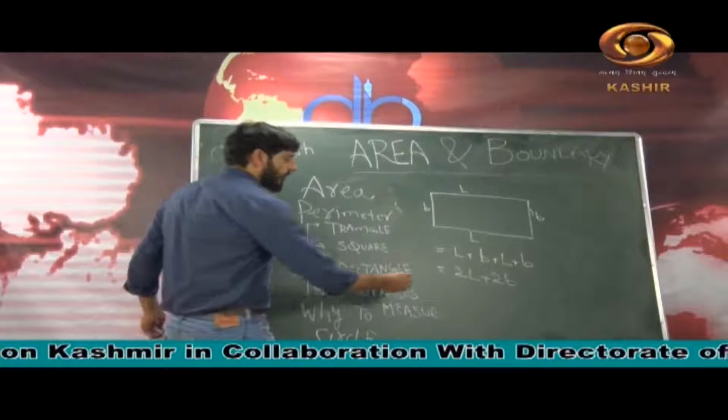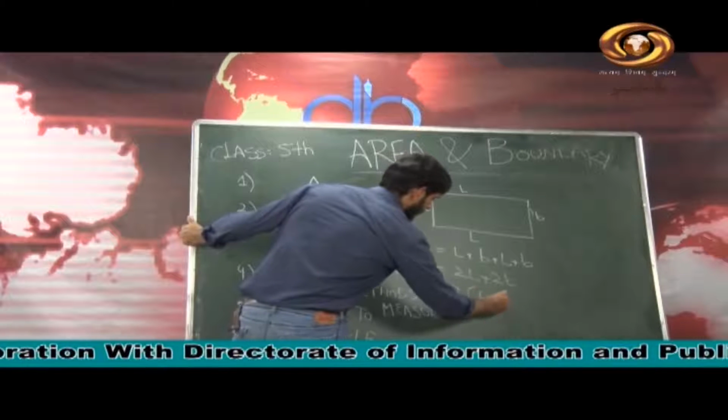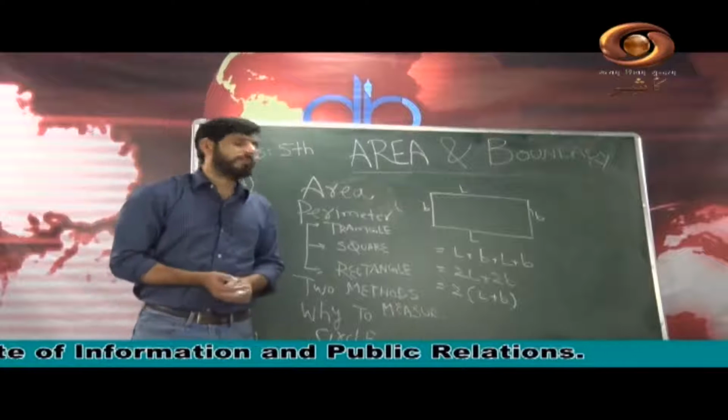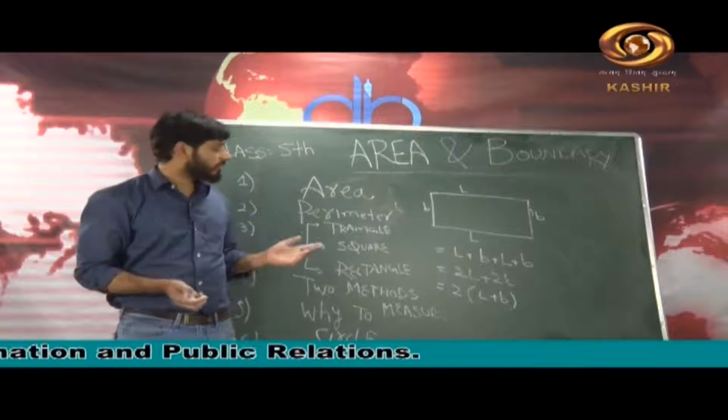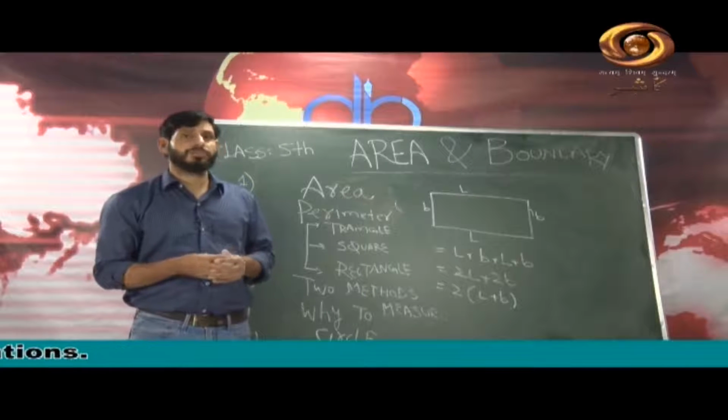If we put 2 as a common factor, it will become 2 into L plus B. So this is the formula for calculating the perimeter of the rectangle. We can even calculate without using the formula, but that method is of course slower.